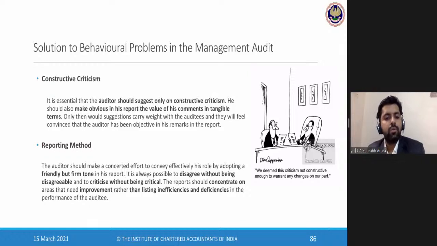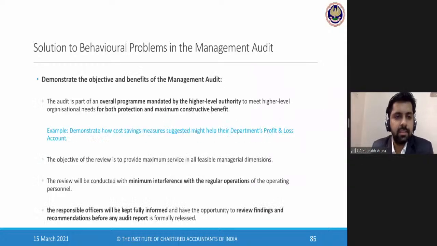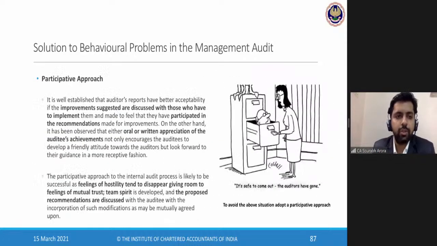And you are here only for the improvement, then listing inefficiencies and deficiencies. We have discussed this in detail. If there is any question to it, you may please share it over the comment box.